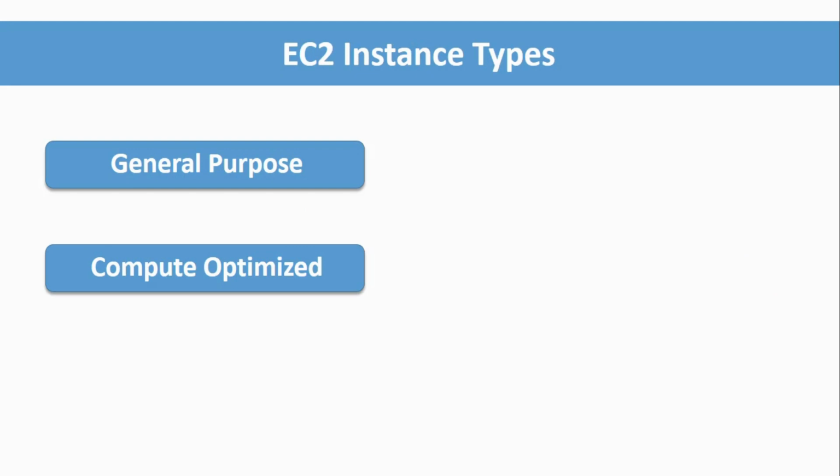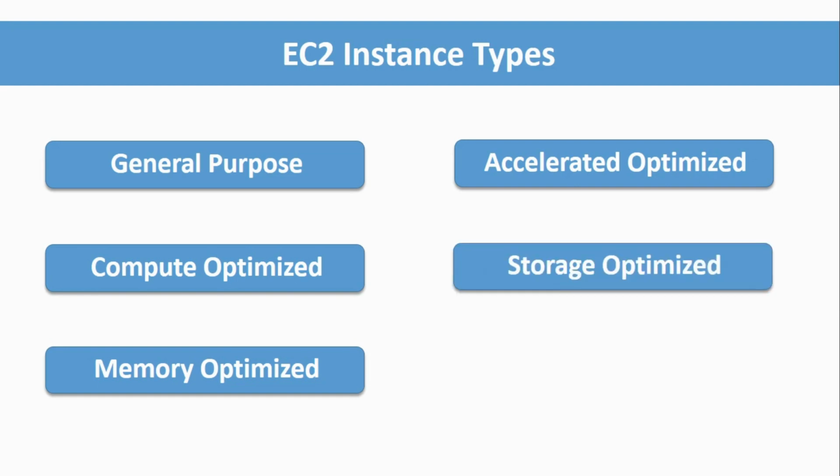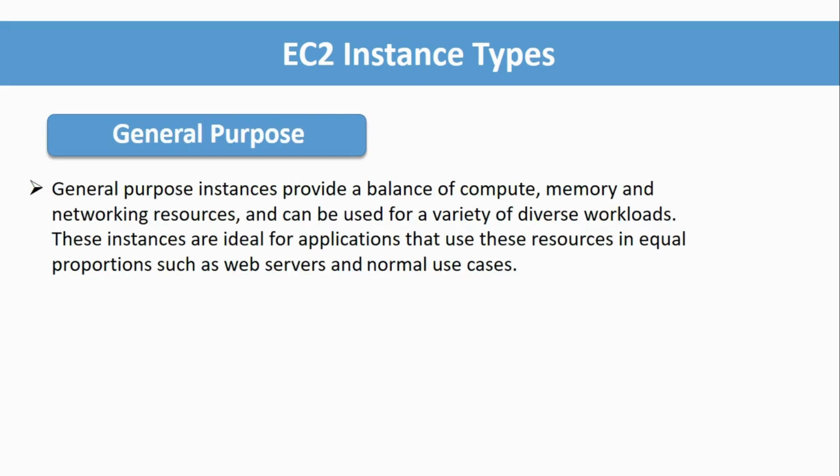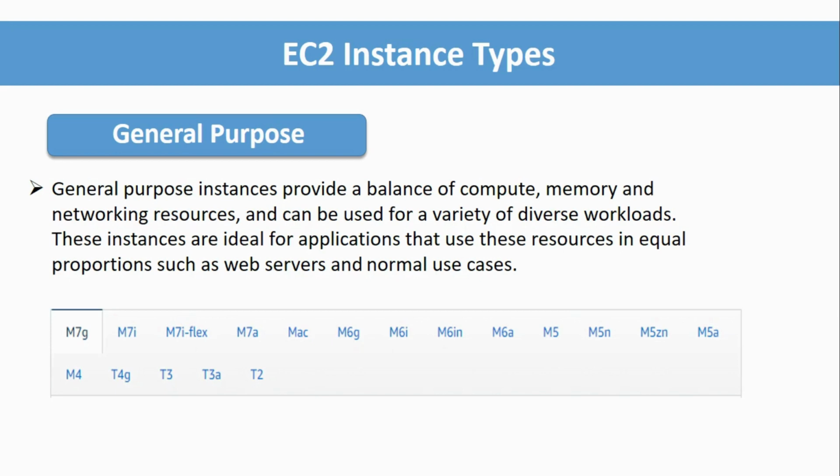Now if you look at the instance types, in the traditional way, if we want to purchase any laptop or desktop, we first ask about the configuration: how much CPU, memory and what generation. In the same way, when we launch an EC2 instance in AWS, there are a couple of instance types: general purpose, compute optimized, memory optimized, accelerated optimized, storage optimized and HPC optimized. Depending upon your use cases, you can select the proper instance family. General purpose is for normal workloads, not complex ones, and you can see instance types here like the T2 series, T3 or T4.